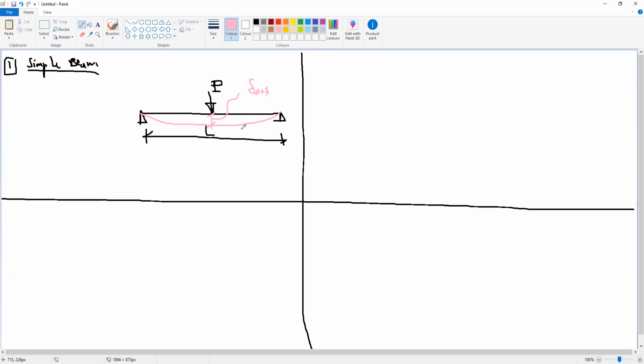So we need to find the value of the deflection delta. For this case, delta will be P, the load, multiplied by L to the power 3 divided by 48 EI. Okay, where L, what is L? Or what is P first? P is the load, the concentrated load. L is the span of the beam, or the length of the beam. 48 is a constant for this relation.